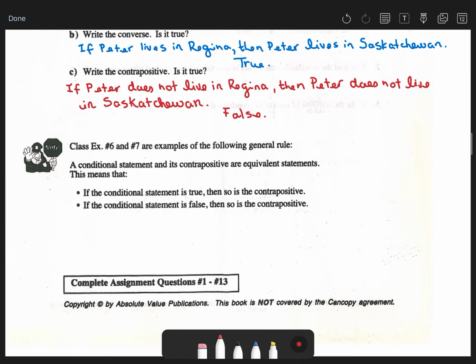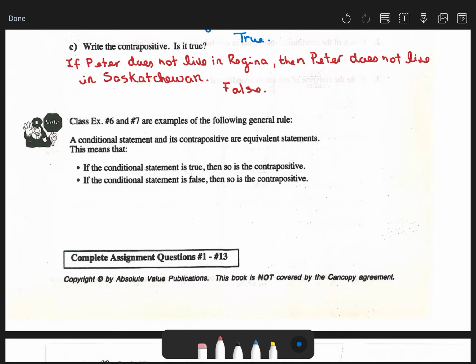So what's important from the following, whether you noticed it or not as we moved through those lessons, are the following key points. It says a conditional statement and its contrapositive are equivalent statements. This means that if a conditional statement is true, then so will the contrapositive be true. If a conditional statement is false, then so will the contrapositive. So whatever the original if-then proposition is, the contrapositive will follow, whether that being true or false.